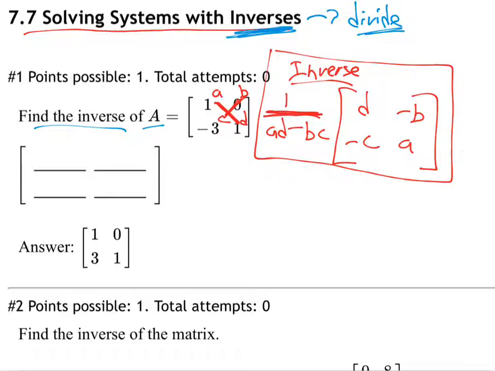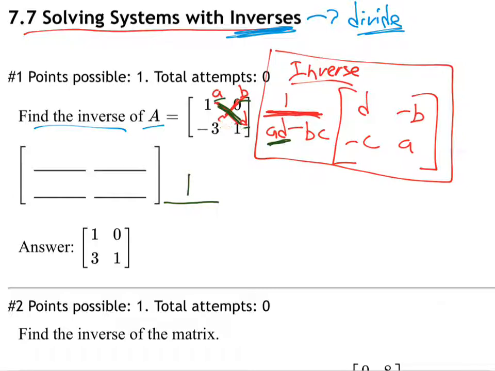Which seems kind of bizarre, doesn't it? Let's carry it out. Let's do it on this particular one. So in the front, we're going to have this fraction, 1 over AD. Now, it's all about the diagonals. So it's A, B, C, D. AD is this first diagonal right here.